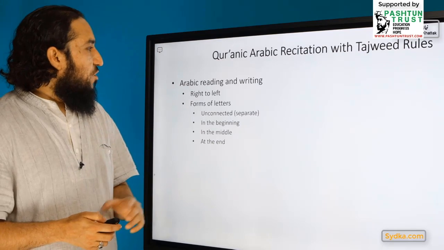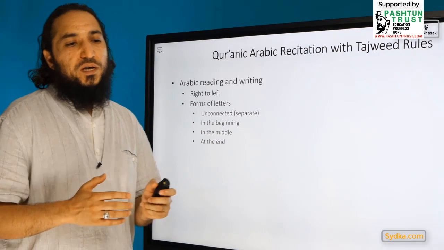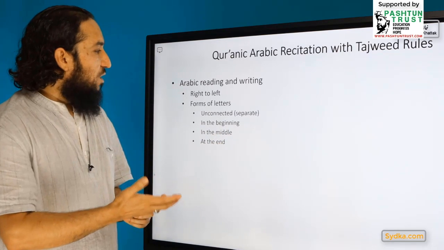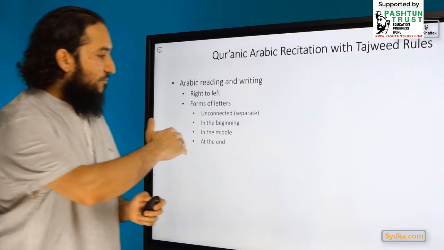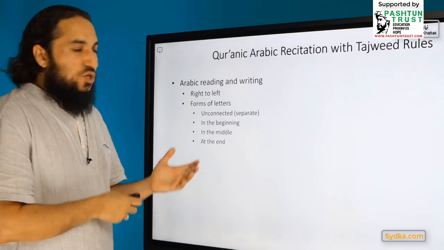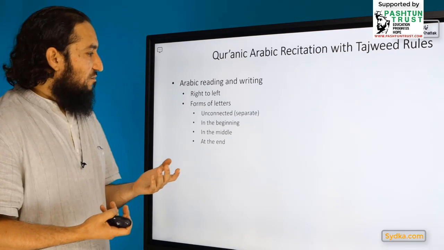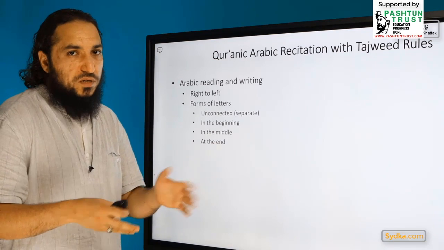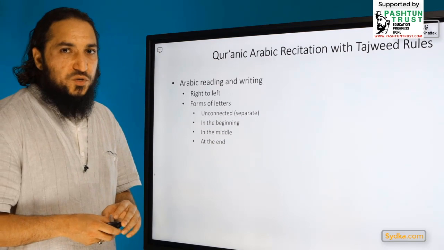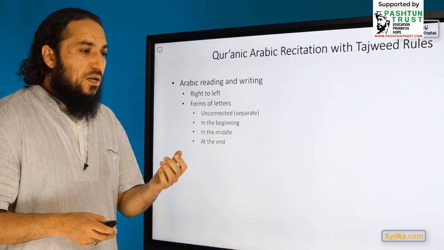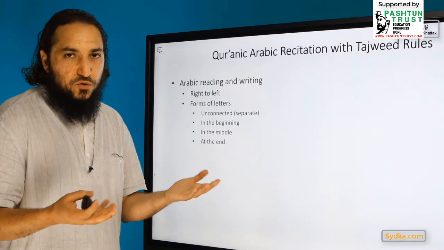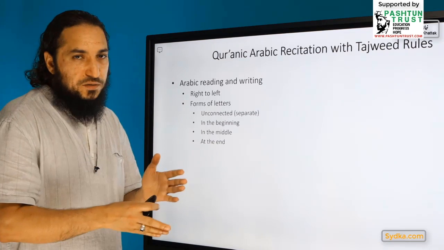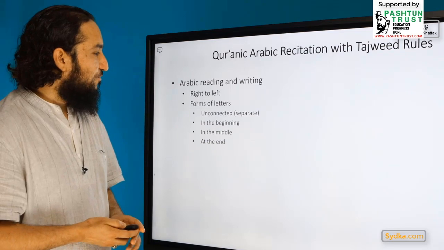Coming to Arabic reading and writing, unlike English, where we write and read from left to right, in Arabic we write and read from right to left. And in English we have one form of each letter, whether it's in the middle, in the beginning or on its own. But in Arabic it's different. If a letter is written independently, it's one form. If it's written in the beginning of a word, it's another form, and likewise in the middle and the end. We will see that in future lessons.